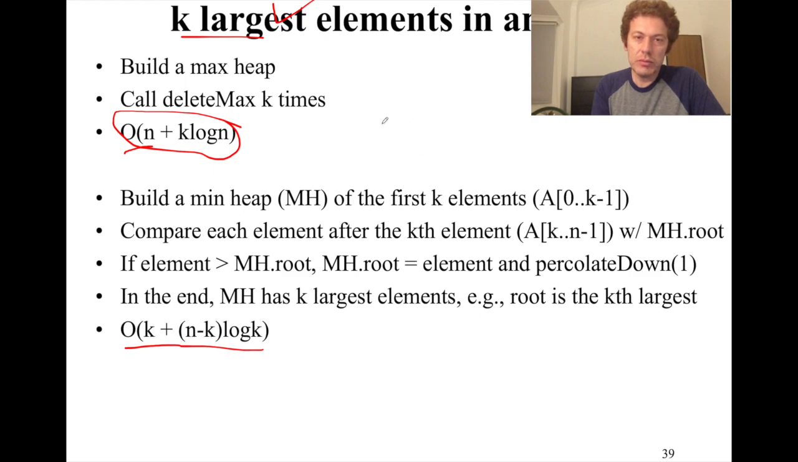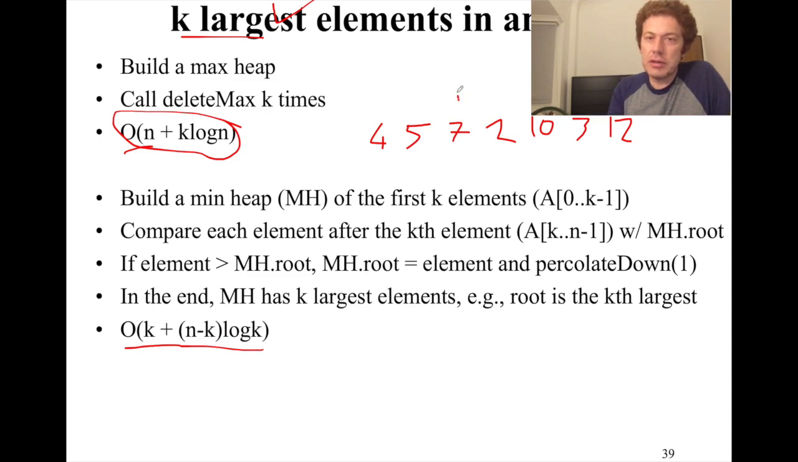So, let me go over an example. If my input set is like 4, 5, 7, 2, 10, 3, 12, etc. So, k is 3 maybe, the largest 3 will be 7, 10, 12, right? And how do I find it? So I will build a min heap of k elements. So why am I doing that? The min heap of the first 3 will be this, right? 4, 5, 7. Now comes the smart part.